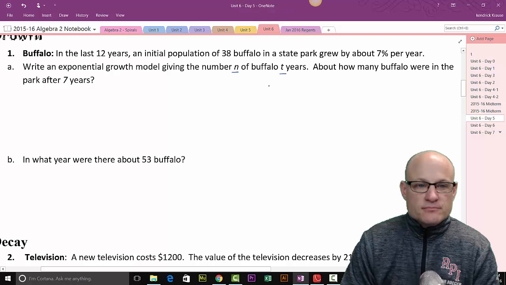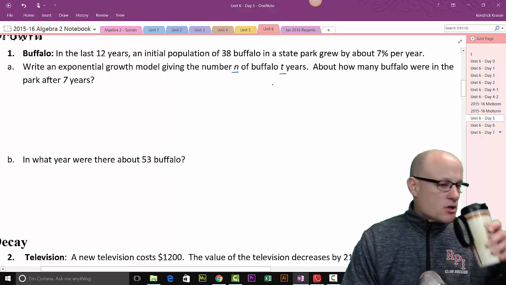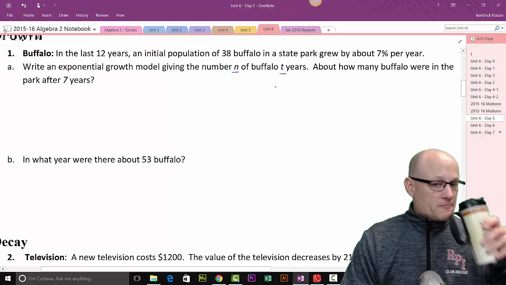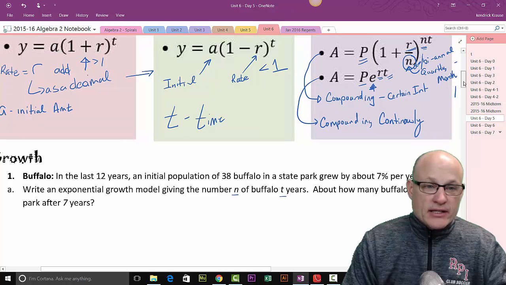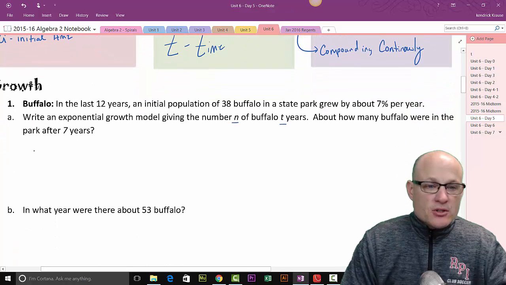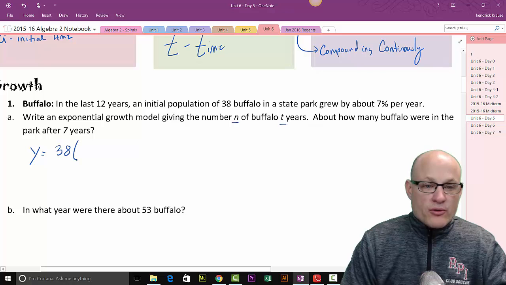All right. So we're going to use our growth model. Our growth model equation's right here. It's just y equals, so y equals, you could use b equals. We're starting out with 38. We're growing, and it's at 7%.